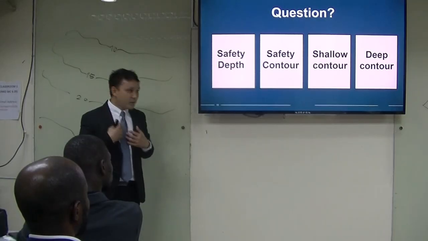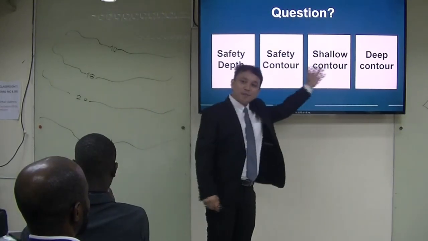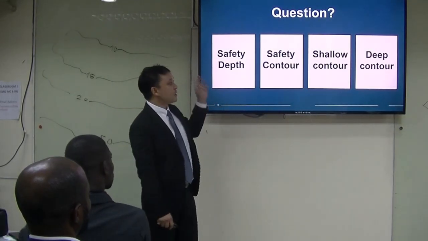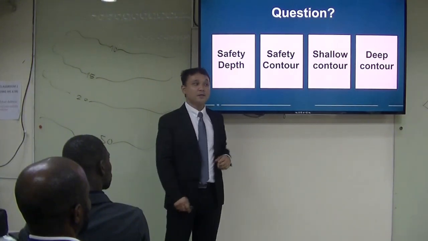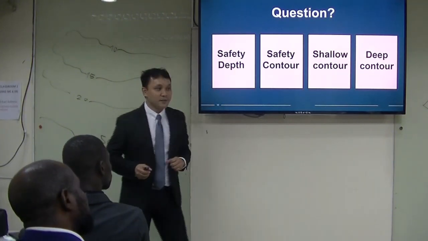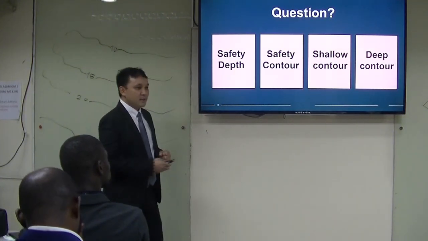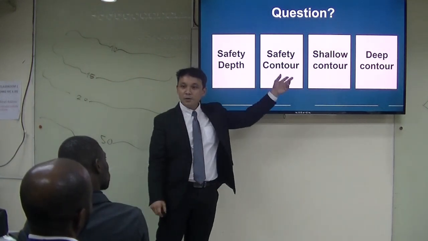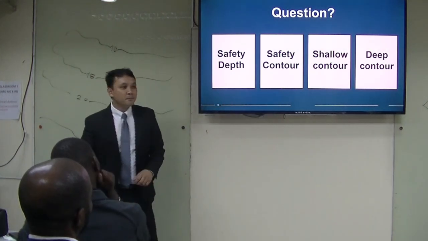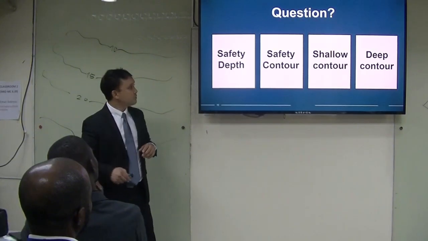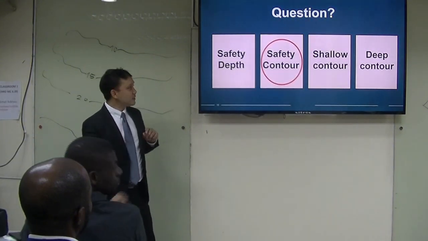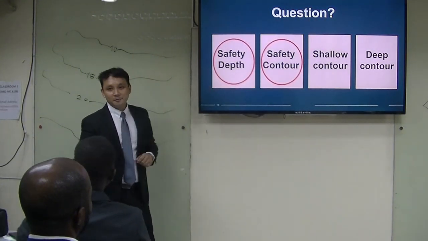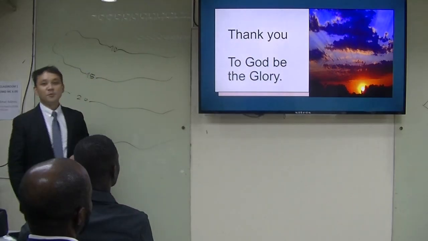If no, I have a question. Among all these 4 types of safety control, which gives an alarm or a warning to the mariners, as I demonstrated earlier? Is it safety depth, safety contour, shallow contour, or depth contour? Safety contour. Alright. And one more is safety depth. Safety depth. And that's for my presentation.